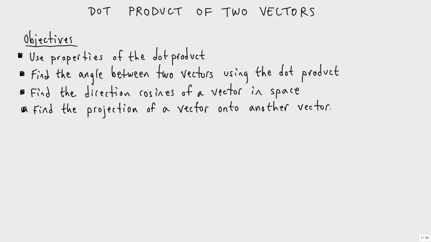So in this lesson, we want to be able to use properties of the dot product, find the angle between two vectors using the dot product, find direction cosines, and find the projection of a vector onto another vector.